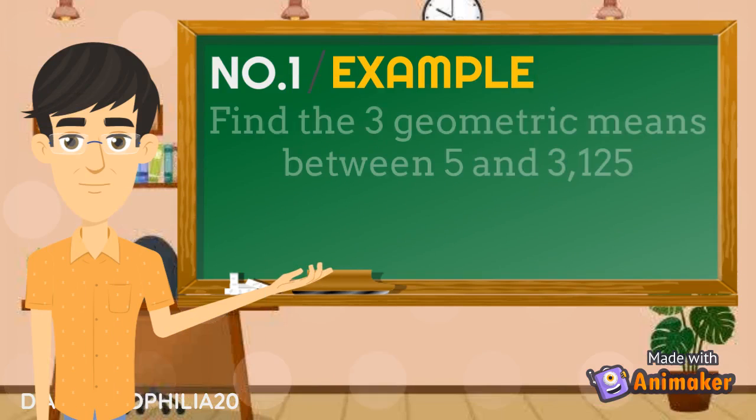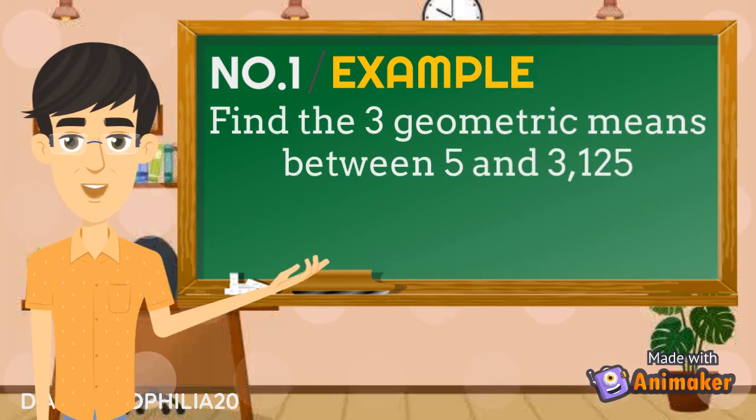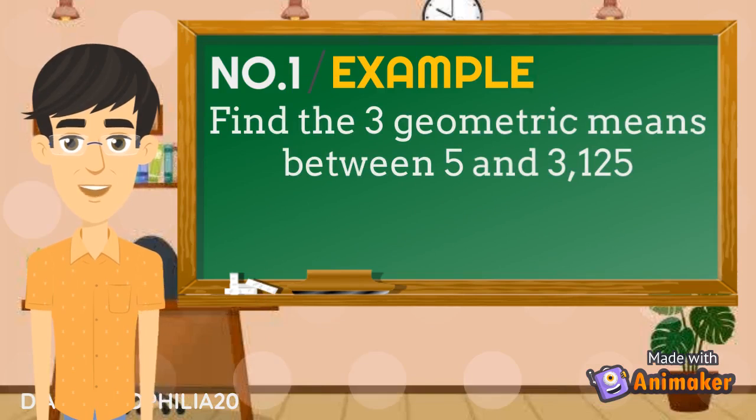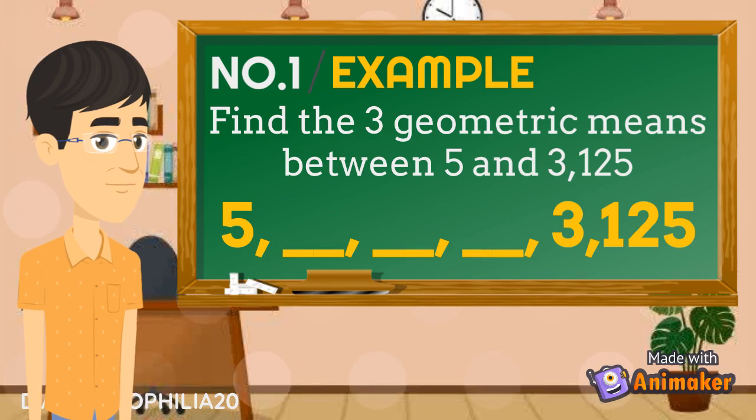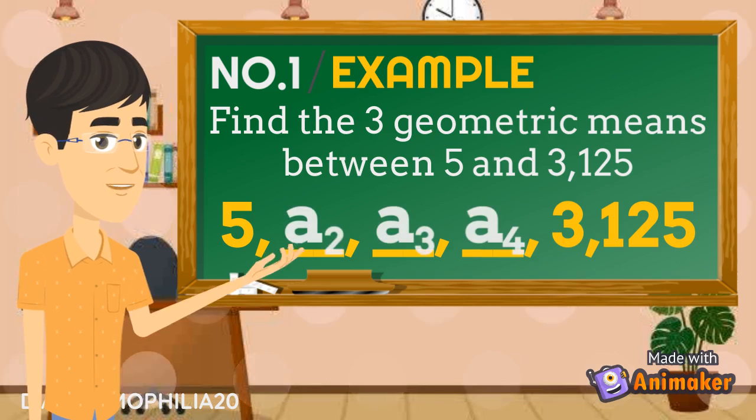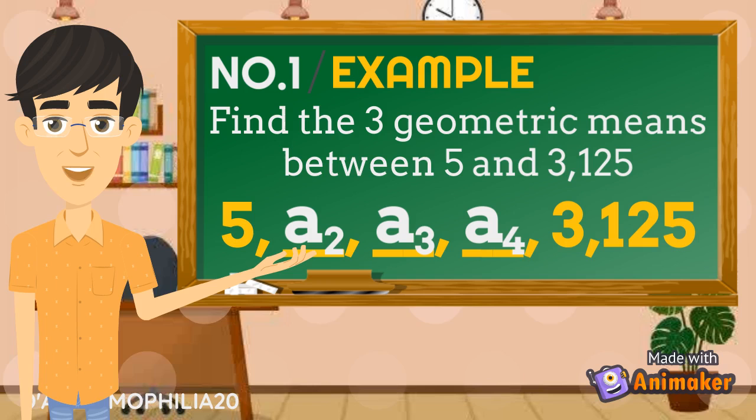Example number 1, find the three geometric means between 5 and 3125. In symbols, we can represent the problem as this. Here, we need to determine our a sub 2, a sub 3, and a sub 4. In solving this problem, we will be following three steps.